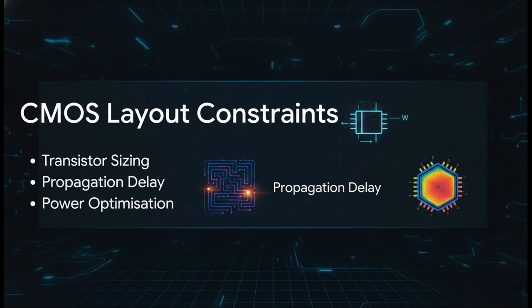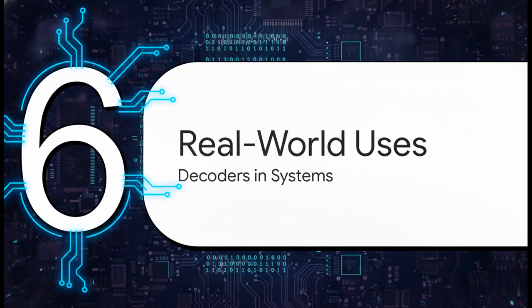First up, transistor sizing. They have to balance making transistors wider to reduce resistance against the fact that wider transistors create more capacitance, which completely throws off symmetric switching times. Second, propagation delay. A massive 10-bit decoder in an SRAM chip takes physical time for the signal to travel through all those gates. Engineers actually have to build multi-stage designs to cut down that delay. And third, power optimization. Millions of these gates switching constantly generates immense heat and drains batteries fast. Using clock and power gating to physically shut down inactive decoders is absolutely essential for things like our mobile phone processors.